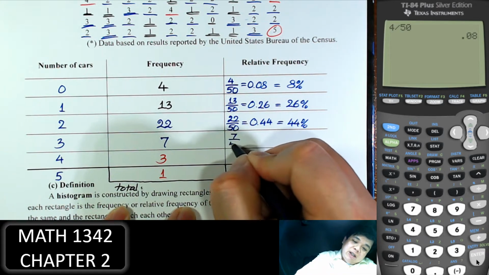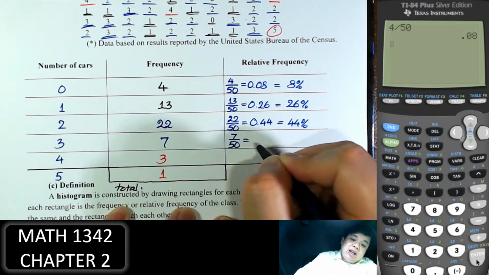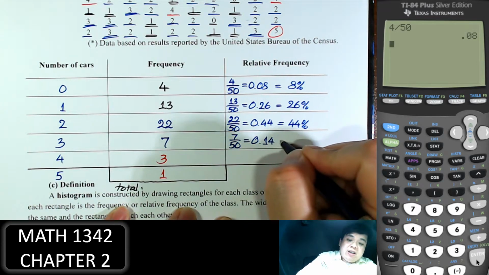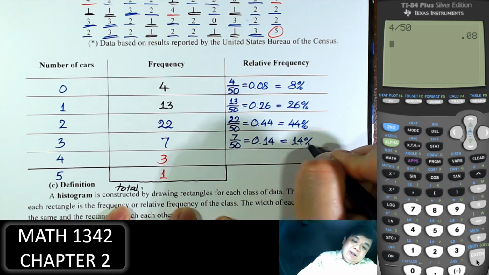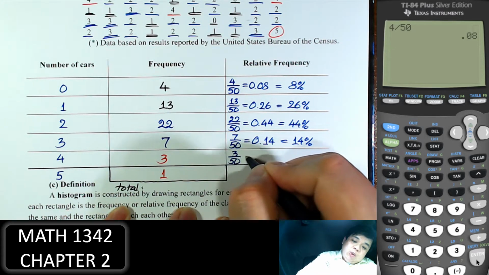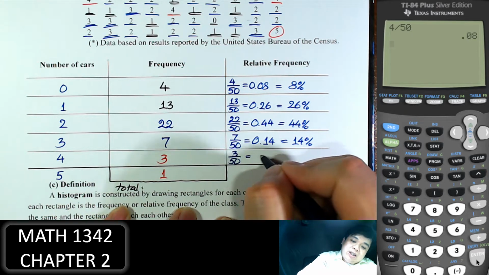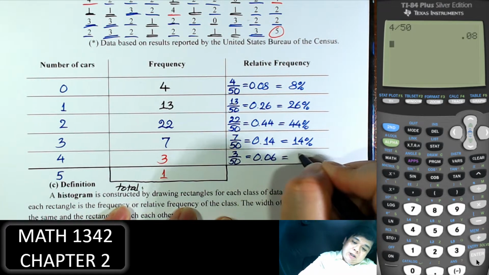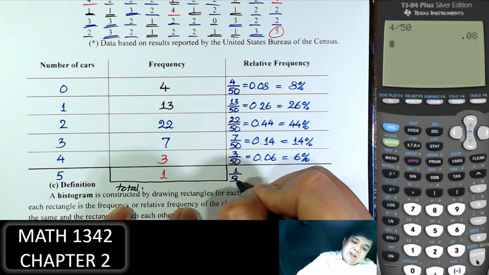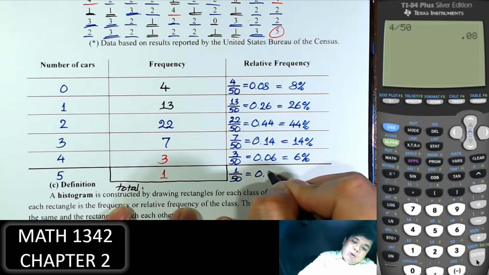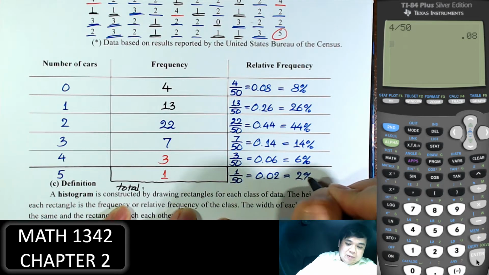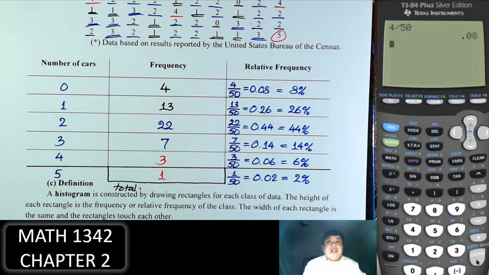7 over 50. 7 times 2 is 14. Move the decimal 2 places to the left. 3 over 50. So 3 times 2, 6. Then 1 over 50 is 0.02. Just multiply that by 2, divide by 100, or 2%. Right, so that's nothing different than what we have earlier.